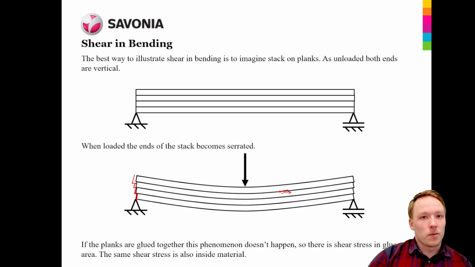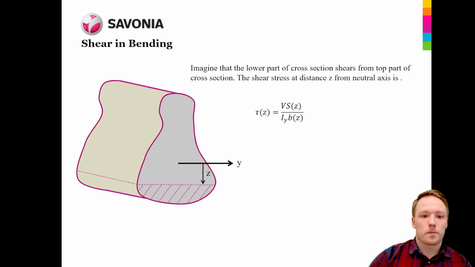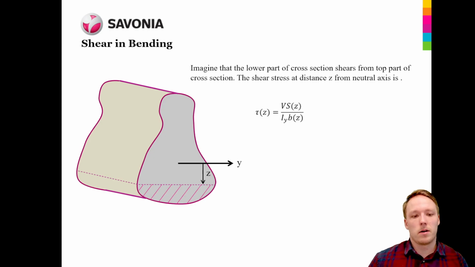This shear stress is something that we can quite simply calculate, and the following slides are going to show you an example of how we can calculate that. So let's imagine that we have a cross section shaped like here in the picture. The lower section of that cross section down here, this section here, wants to shear off, and we want to calculate what is the shear stress at that cross section, at that layer of the material. The formula for how we can calculate that is shown in here.